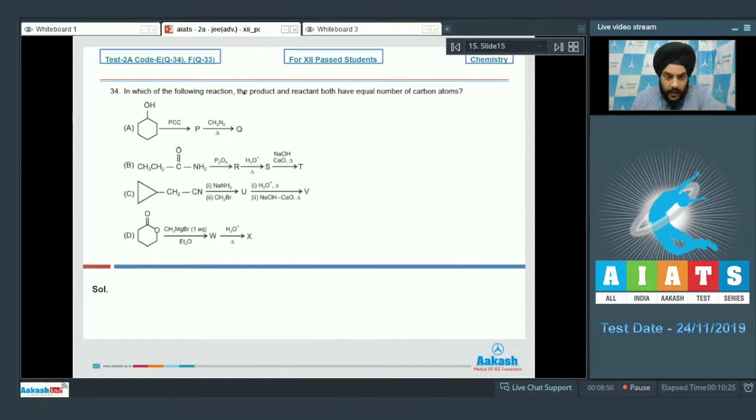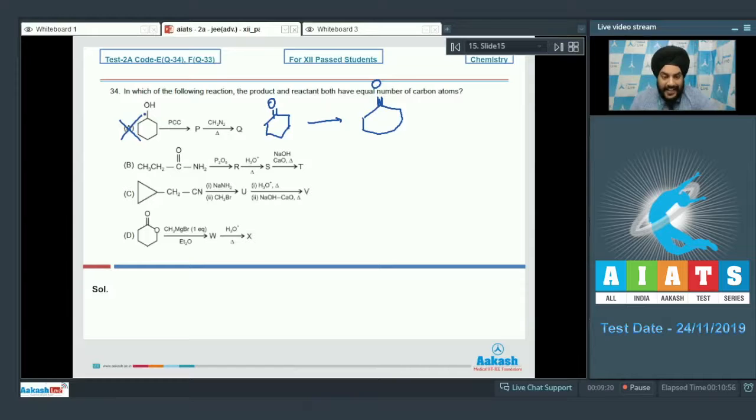Question number 34. In which of the following reactions do the product and reactant both have an equal number of carbon atoms? Okay, let's talk about the first reaction now. So we have cyclohexyl alcohol. It is first allowed to react with PCC. So the product P is going to be cyclohexanone, and then when it is allowed to react with CH2N2 in presence of heat, the carbene will insert and give us a 7-membered ring.